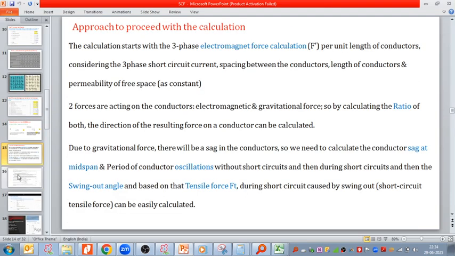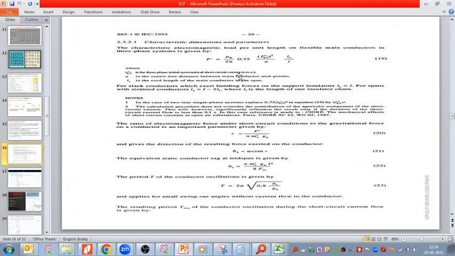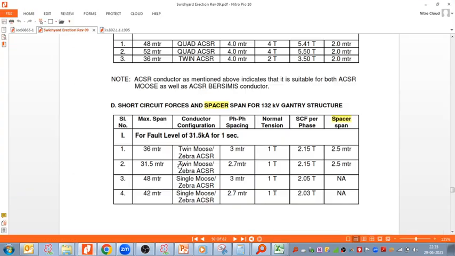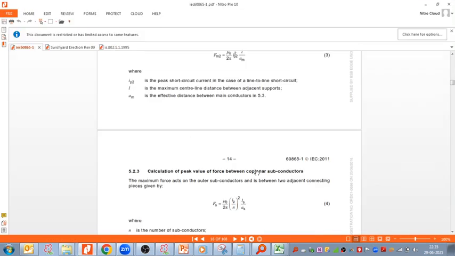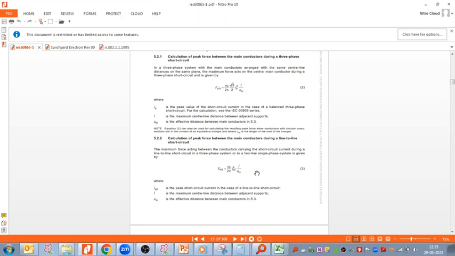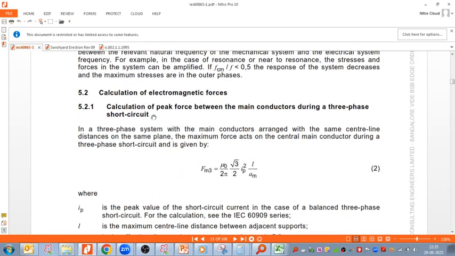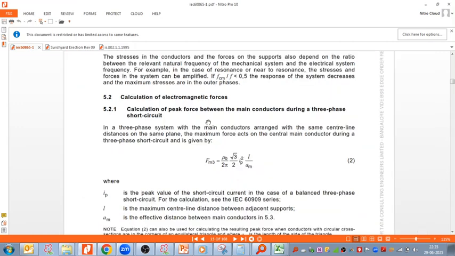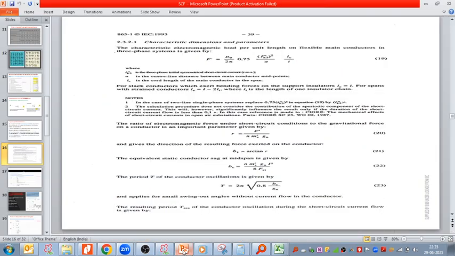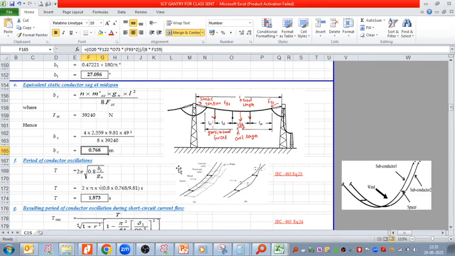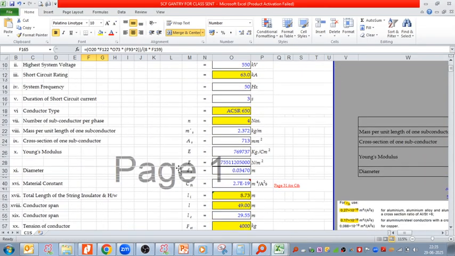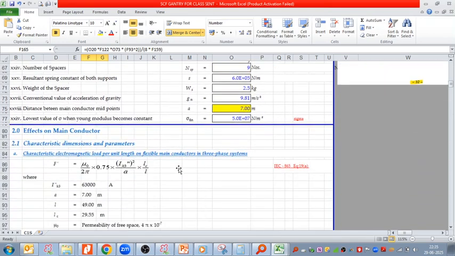If you see here in the calculations, I will take up the formula, sir. If you see page 39, in the meanwhile I request you to go through this. Mostly we are taking a three-phase fault calculation. So here I'm taking the three-phase fault.